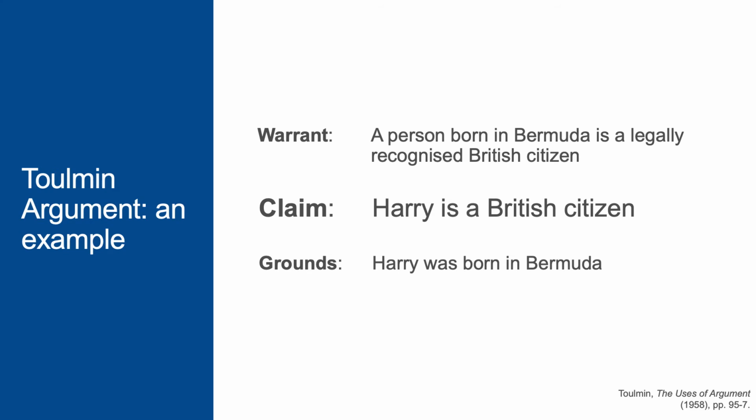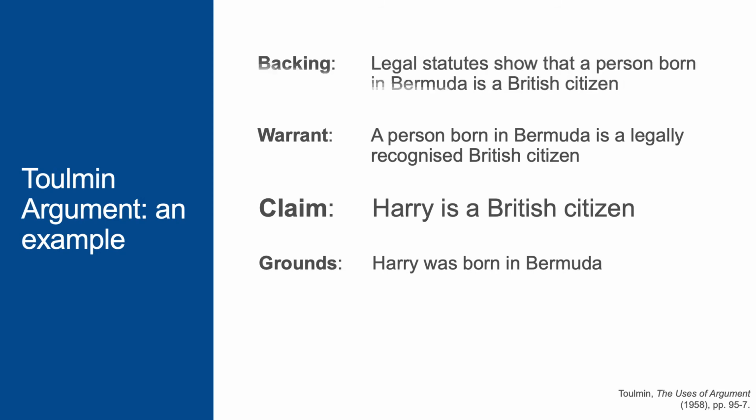And then I'm doing the explanation to the reader to say, okay, we have to acknowledge that I have the data, I have the evidence of Harry being born in Bermuda, and then I have a warrant, which is my way of explaining the ways in which I know that that then impacts on Harry's citizenship. So I then can say a person born in Bermuda is a legally recognised British citizen. And then I have to have backing. So then I have to say, and here is how we know this is true.